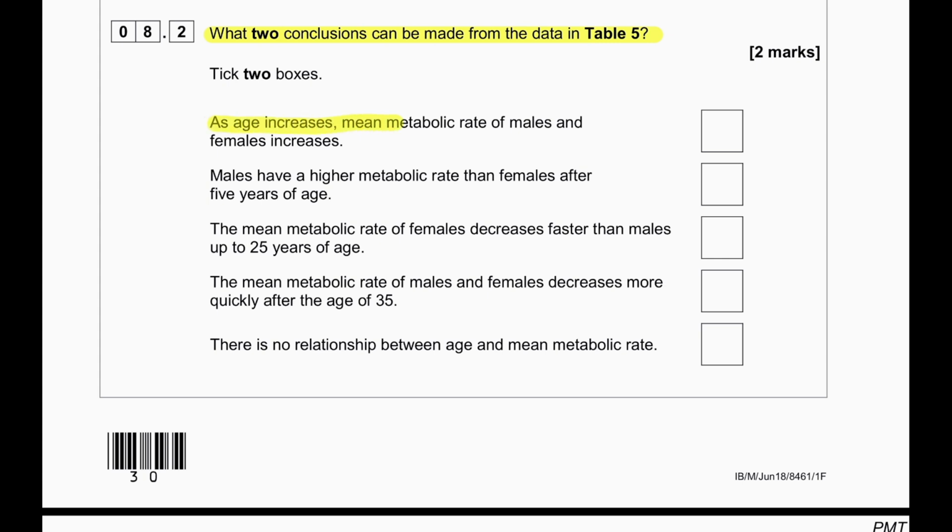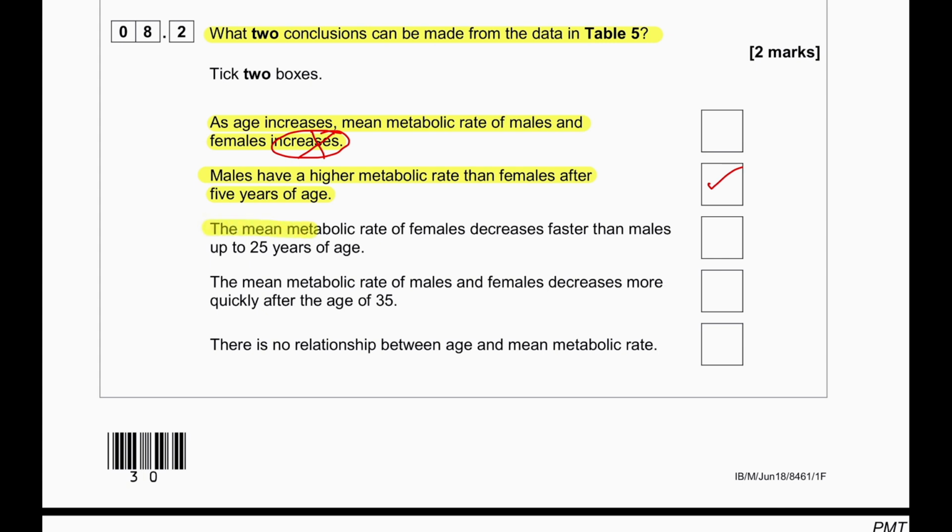As age increases, mean metabolic rate of males and females increases. Now we already talked about it. This decreases. So this is wrong. Males have a higher metabolic rate than females after 5 years of age. This is correct. Generally, males have a higher metabolic rate than females. We have already seen that data.